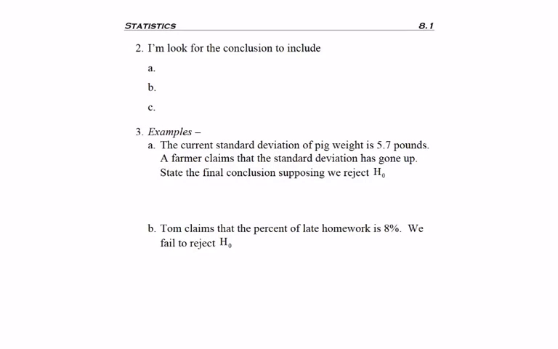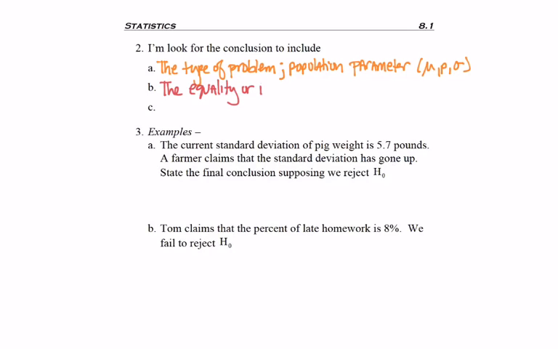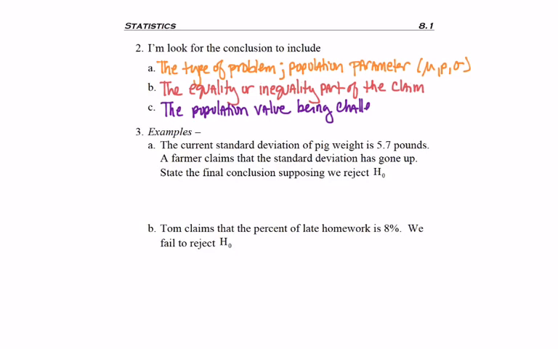So in addition to those statements, some sort of starting statement, there's three other things I'm looking for that you include after that statement. First, the type of problem, or whatever population parameter is being discussed, so mu, p, or sigma. Next, I'm really looking for the equality or inequality that's the part of the claim. Is it claimed that it's gone up? And lastly, I'm going to be looking for that population value that's being challenged or possibly supported.